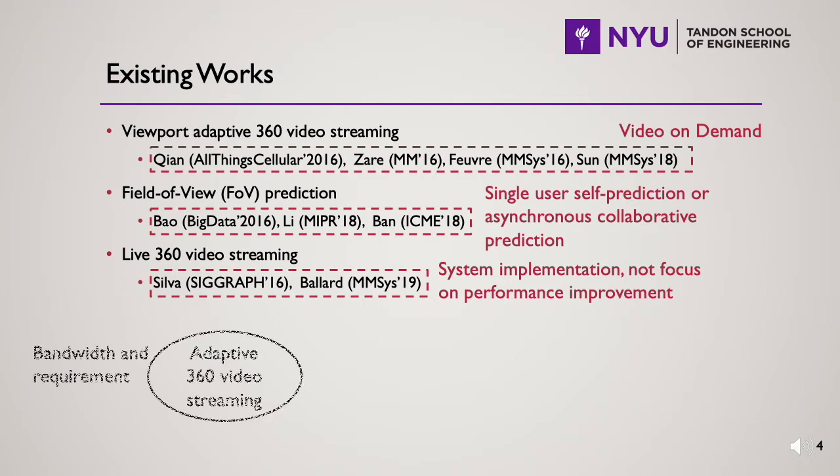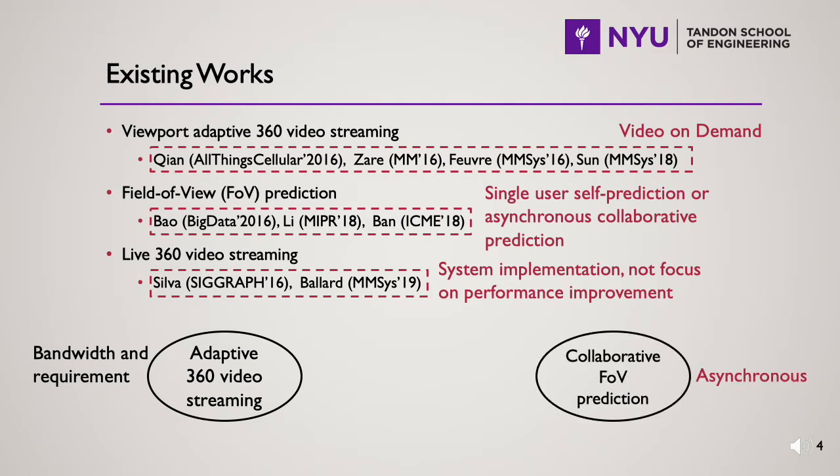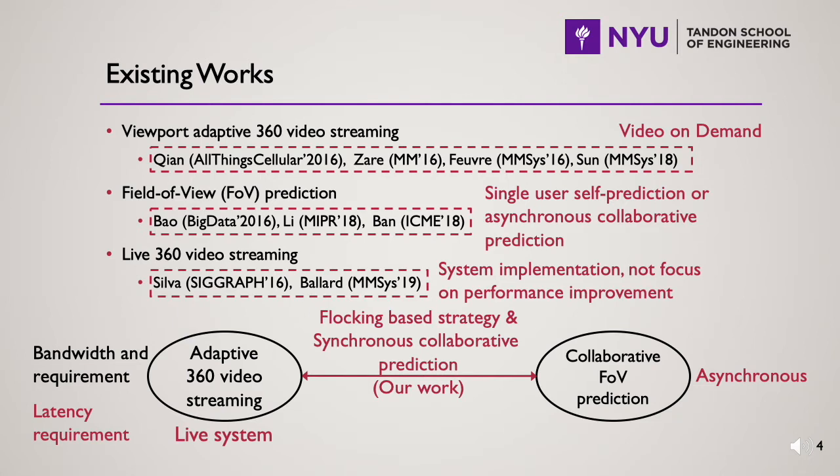So, to deal with the challenges, the streaming system should be adaptive. To support it, collaborative FOV prediction is an efficient way. Normally, it is operated asynchronously. When the system is live, which means low latency is required, then the legacy asynchronous collaborative prediction doesn't work. Our work is about how to establish a synchronized collaborative FOV prediction framework for Live 360 and use a flocking-based strategy to improve the user's experience.